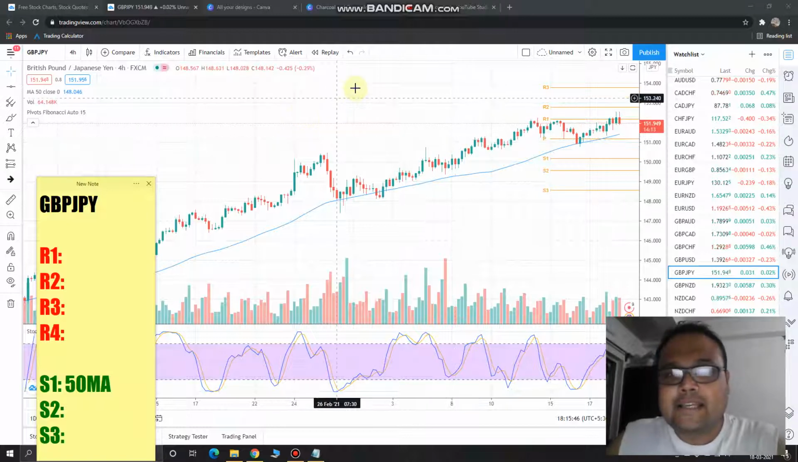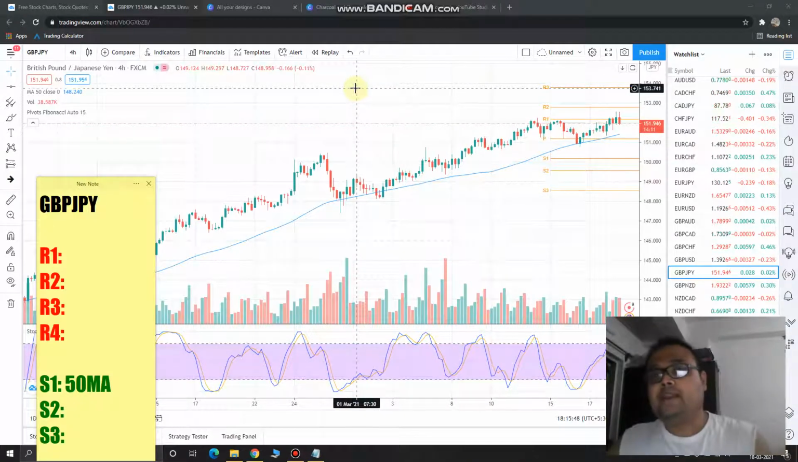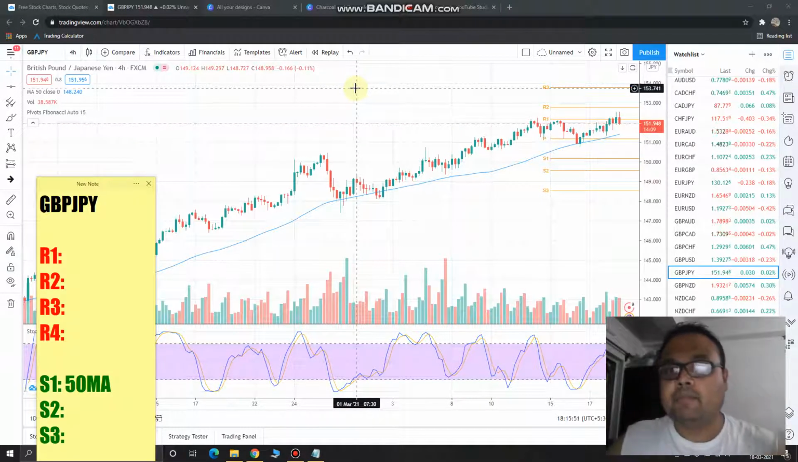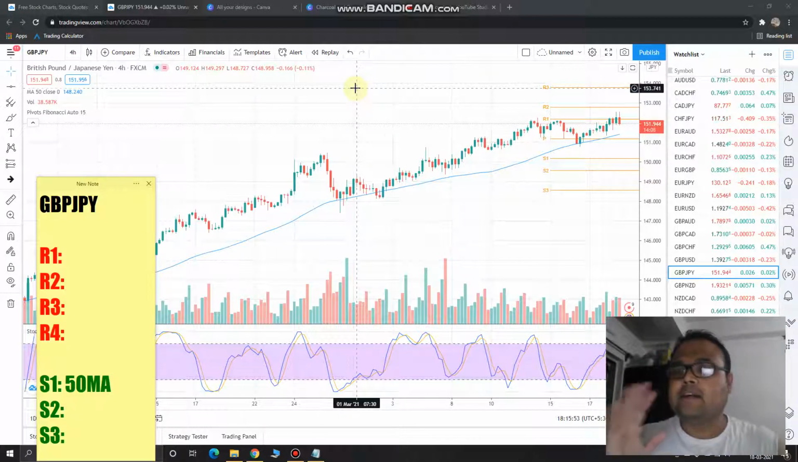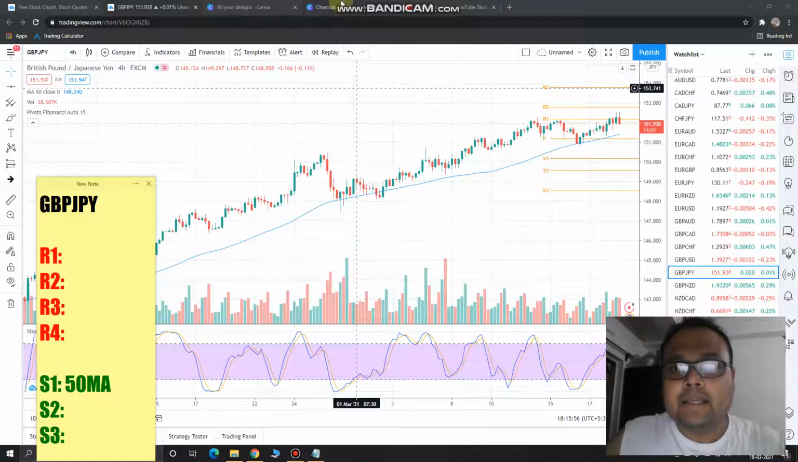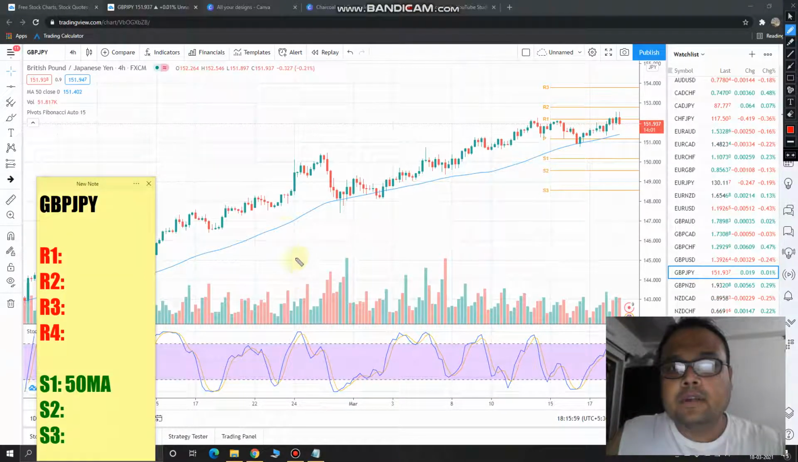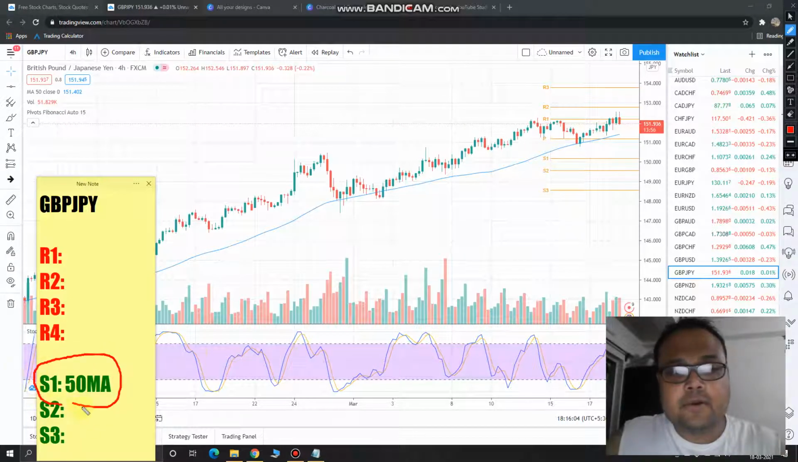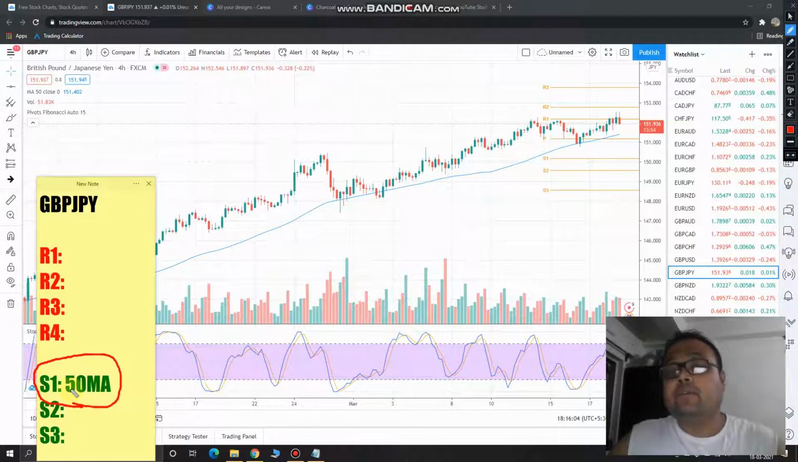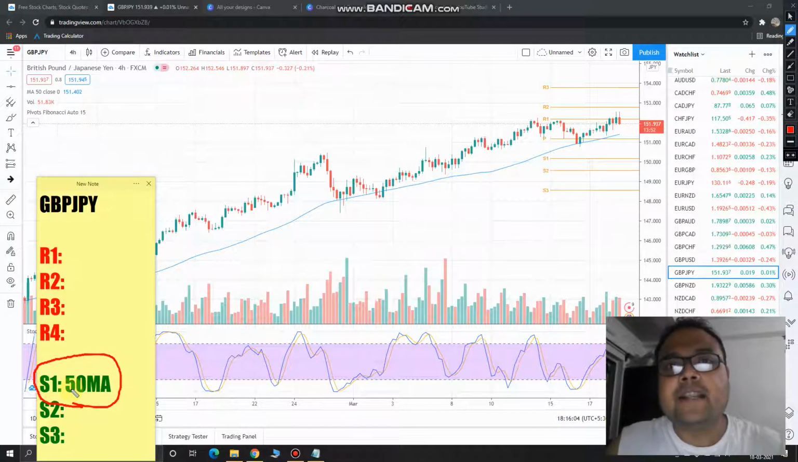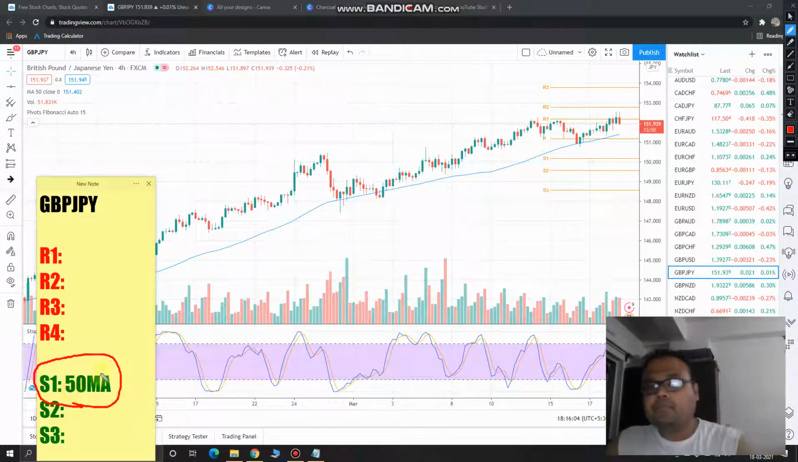So right now we can see that the market is trading at 151.94. Yes, another beautiful trending market. The market is in an uptrend beautifully, and the best part is the market is still taking support at the 50 moving average. Yes, you can see that I have mentioned the 50 moving average as a support here, and it is still a valid support for the market.